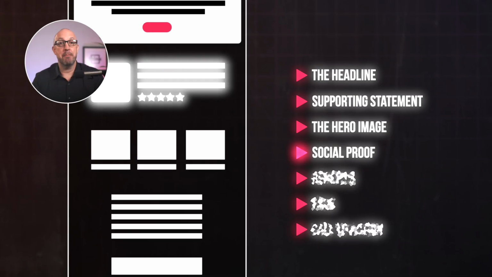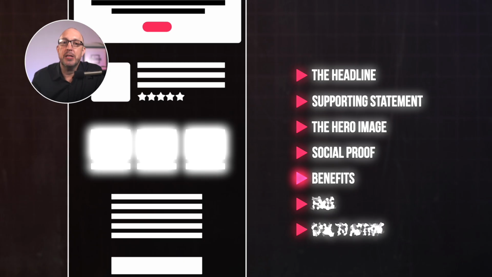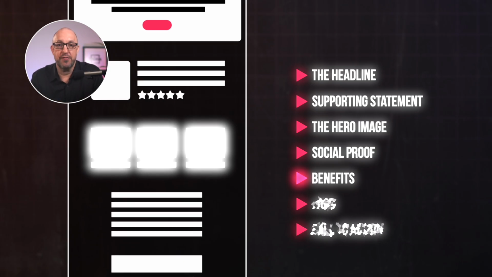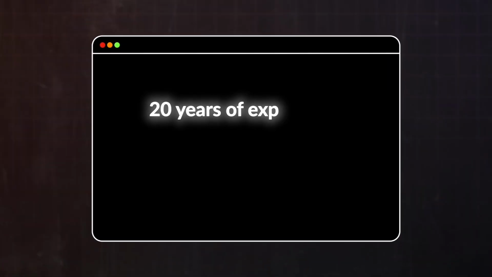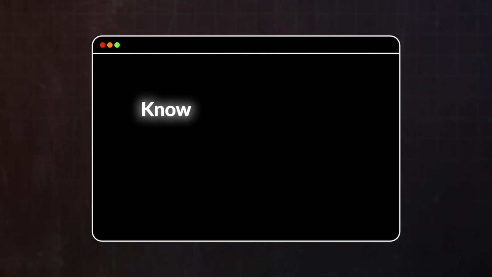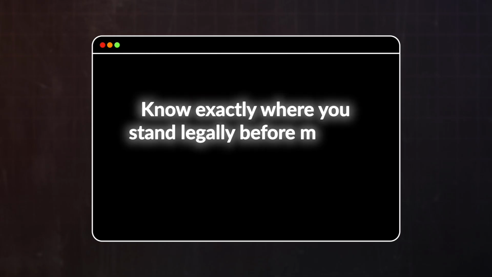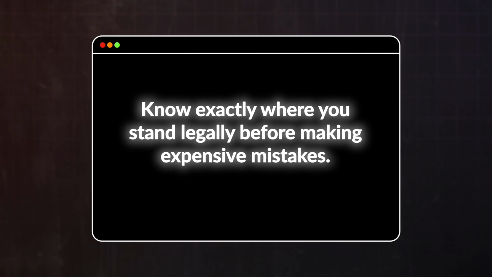Okay, next is number 5, benefits. This is where you need to explain what makes your service valuable and special. And there's one important rule. Talk about the benefits, not the features. Most lawyers write about how many years of experience they've got, they're an accredited specialist, fixed fee consultation, those types of features. Benefits are client focused. So, for example, instead of saying 20 years of experience, what you might say is know exactly where you stand legally before making expensive mistakes. That's the benefit, and people buy benefits.